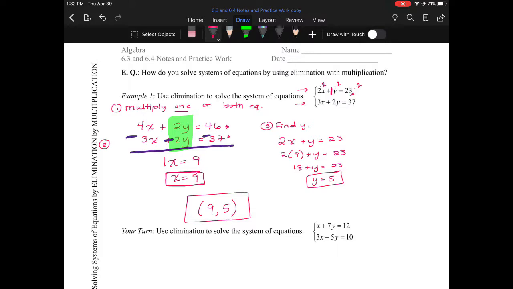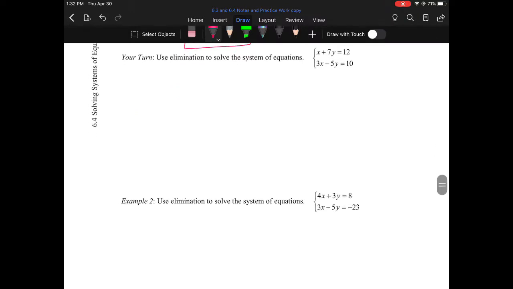So the only thing that was different from what we did in section 6.3 is that very first step to multiply. So take a moment, try the your turn, and then come back and check your answer.